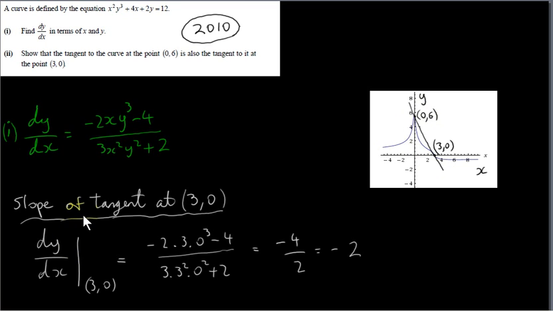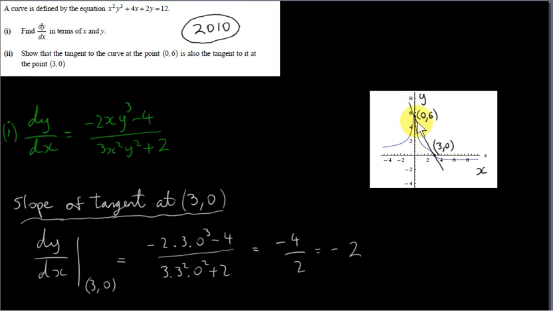Well, we can start by getting the slope of the tangent to this curve at the point 3, 0. We can write it like this, dy dx at 3, 0. So we plug 3 in for x and 0 in for y. Dy dx is the slope of a tangent to the curve. And at 3, 0, this will just work out to be minus 4 over 2, which is minus 2. So we see we get a line with a negative slope, and that makes sense here actually.